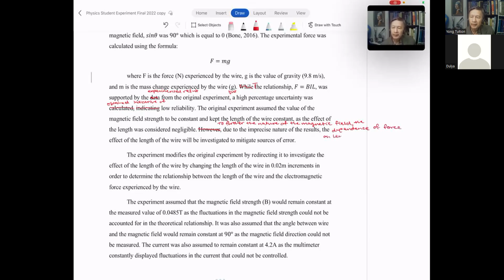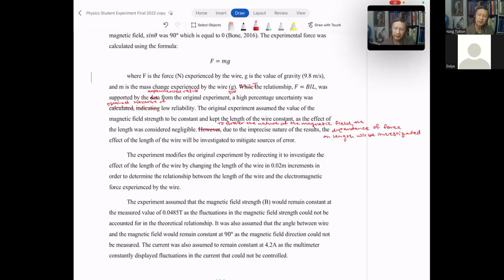Okay. You see, this is more smooth. This is more logical. Okay, so let's go to the next one. The experiment modifies the original by redirecting the investigation to the effect of length, but also changes the matrix. Yes, that's more specific.